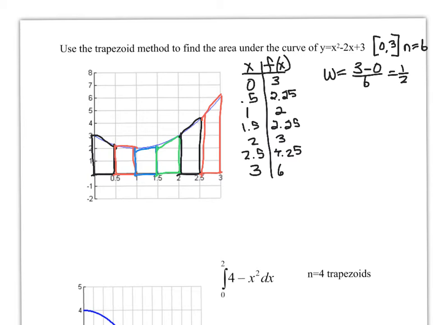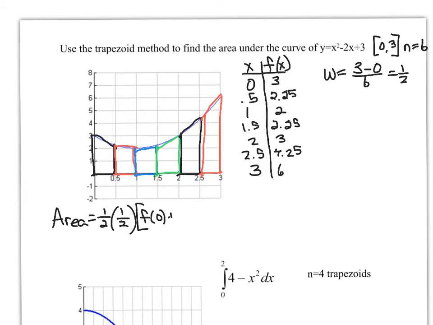Now, because I have equal intervals, I'm going to use the trapezoid rule that we had on the previous page. So that trapezoid rule says to approximate the area under the curve, we're going to take half of the W. So we've got to say half of W, which is also 1/2. So I'm taking half of half. Now I want the first function value, so I want f of 0 to come first.